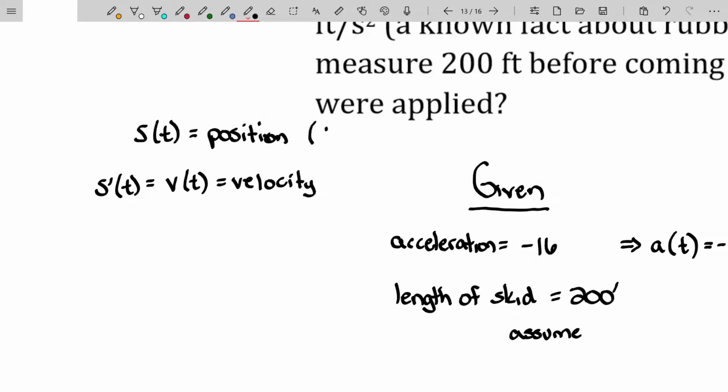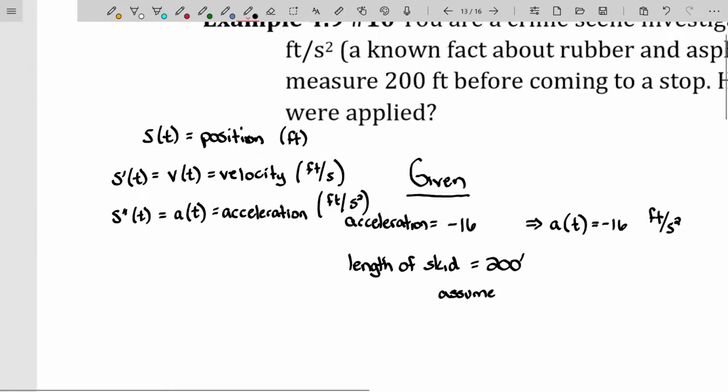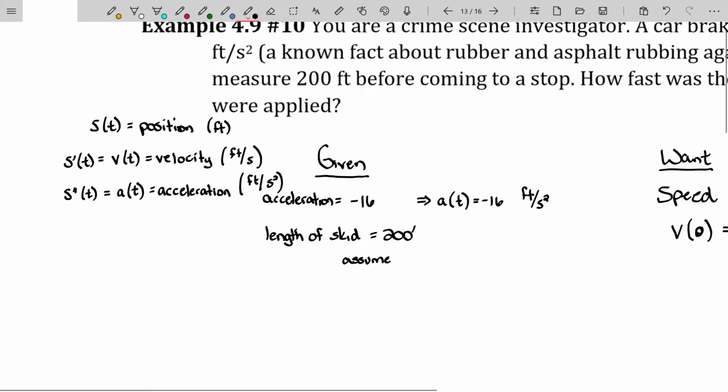Again, if position is in feet, then velocity is feet divided by time, which we'll say per second. Feet per second. And if you take another derivative, which means you're dividing by time yet again, the second derivative of position is the first derivative of velocity, which is the acceleration. And that is in feet, again, per second squared, because you're dividing by time again. Each derivative you're dividing by time.